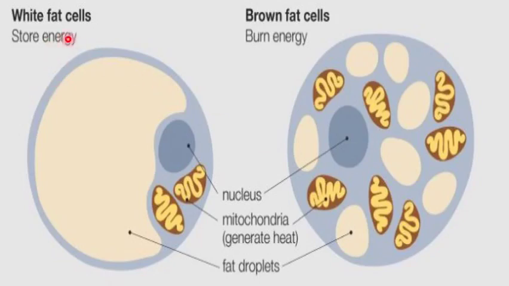This is white fat cell, which is unilocular. It contains one large granule of fat that stores energy. And this is brown fat or multilocular fat, which contains many small granules of fat which burn energy. And this is the nucleus, and this is the mitochondria that generate heat, and these are fat droplets. One granule, unilocular; multi-granules, multilocular; white fat, brown fat.